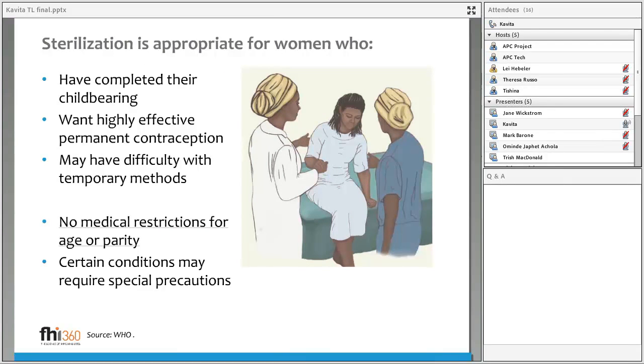Sterilization is appropriate for women who have completed their childbearing, want highly effective permanent contraception, or may have difficulty with temporary or short-acting methods. What's important to remember is that there are no medical restrictions for age or for parity, although certain conditions may require special precautions. For example, if a woman has had multiple previous surgeries, then higher skilled surgeons may be needed to do the procedure.